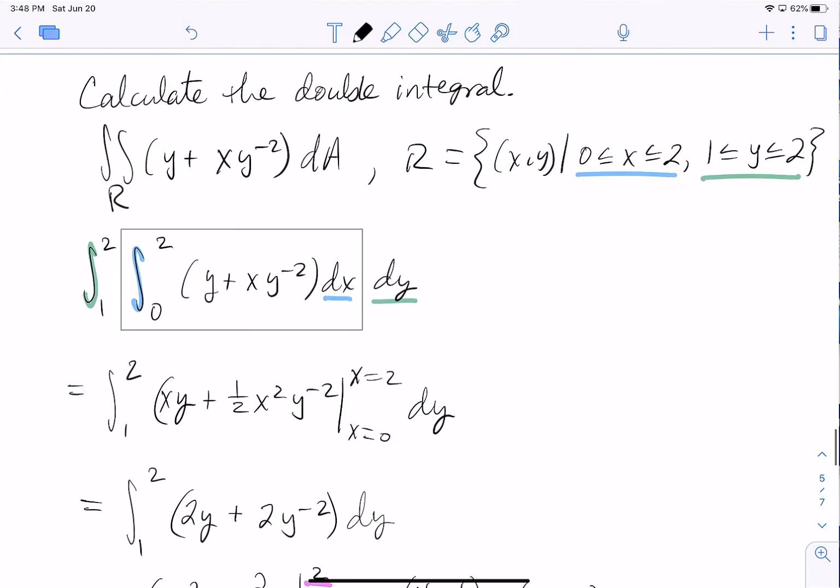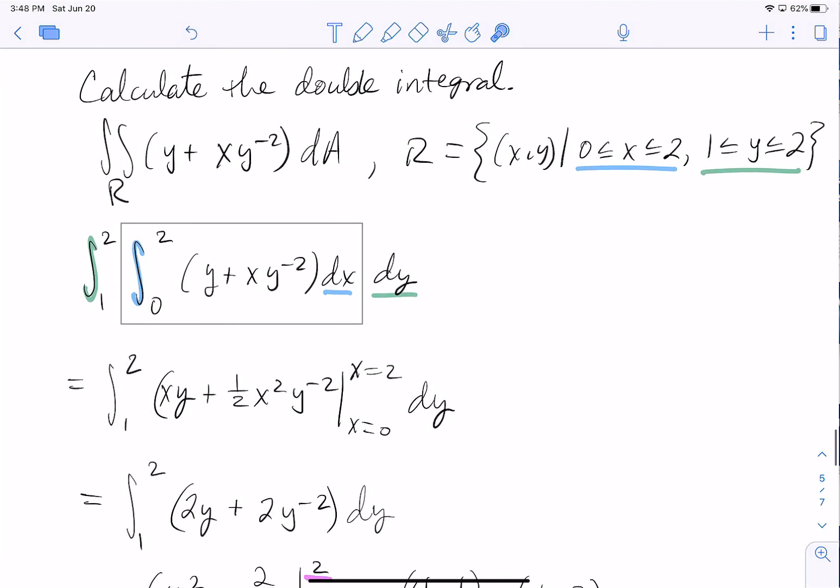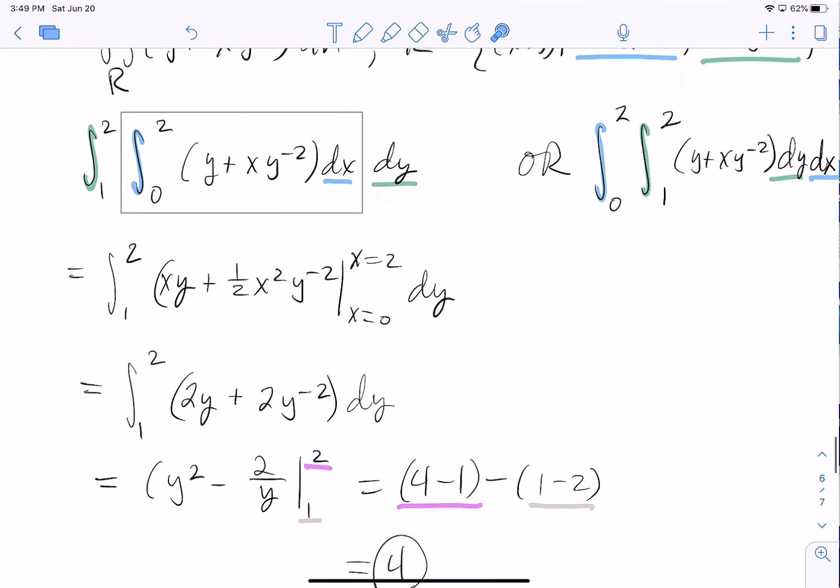I chose to do this using the order of integration dx dy. We could have just as easily set this up, and maybe you did, as the integral from 0 to 2 of the integral from 1 to 2 of y plus xy to the negative 2 dy dx. The order of dy dx and dx dy only matters up to the limits of integration, and Fubini's theorem tells us that setting it up that way would yield the same result of 4.